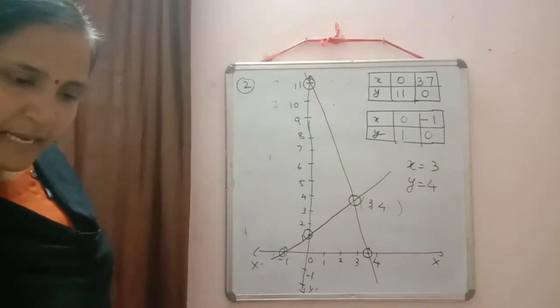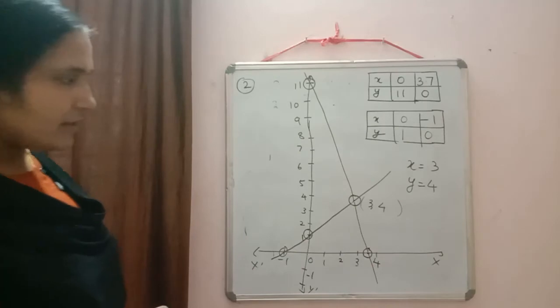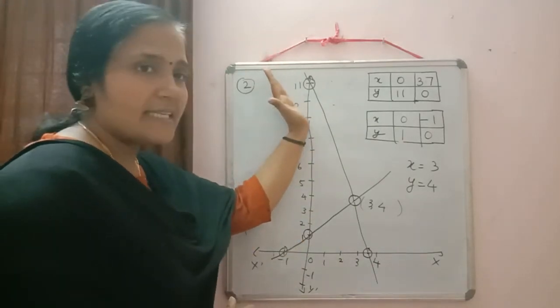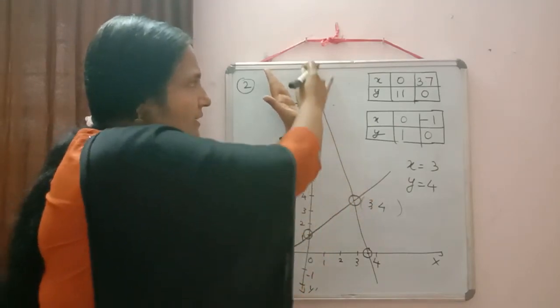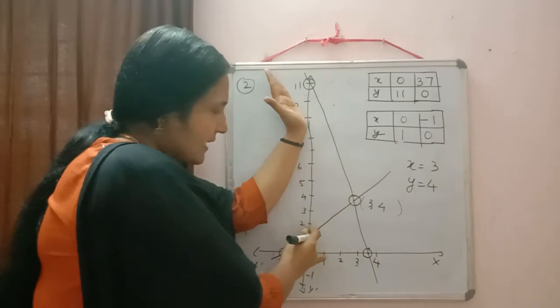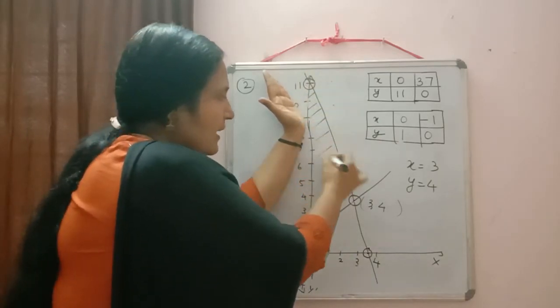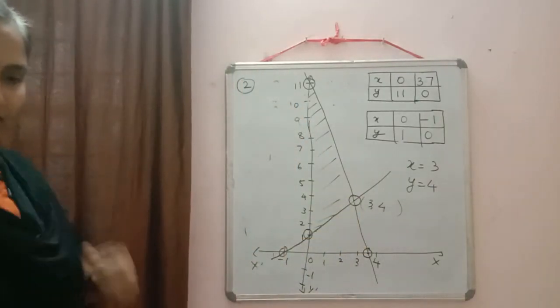Second is, shade the region bounded by these lines and y-axis. Where do we have the y-axis? Here. And what is the region bounded by these lines and y-axis? This is the region. This is the first line and second line, and this is the y-axis. So shade the region bounded by these lines and y-axis. This is the region which we have.